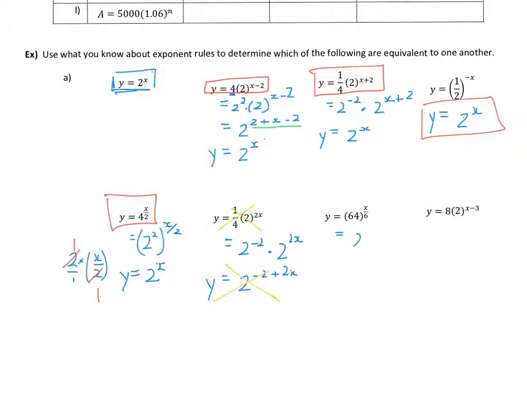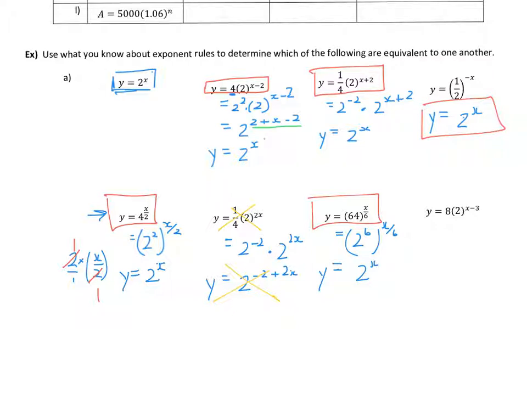64 is the same thing as 2 to the exponent of 6. And that's all to the x over 6, which from my work earlier, I know that that's going to equal 2 to the x. It's very similar to the one with 4 to the x over 2. So here's another winner.